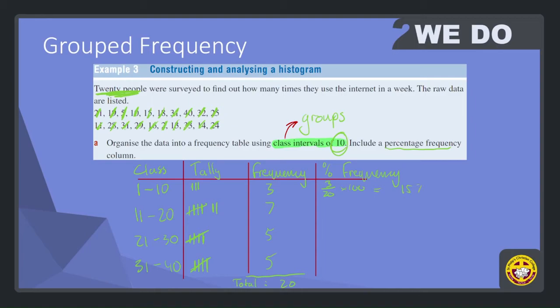In this case, it's 15%. You can just put that in your calculator. The number over the total times 100. And this one is the same. I'm not going to do it again. Now, that's it. That's a frequency distribution table with groups and with percentage frequency. It's worth checking that all these numbers add up to 100%, because if they don't, you've made a mistake somewhere.